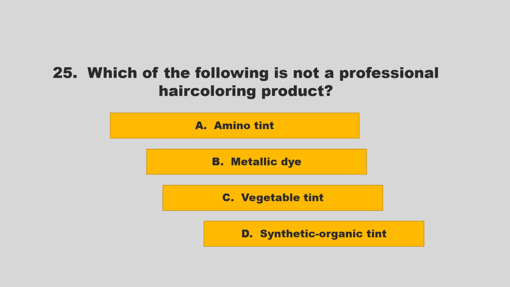Which of the following is not a professional hair coloring product? Is it amino tint, metallic dye, vegetable tint, or synthetic organic tint? If you chose B, metallic dye, you are correct.